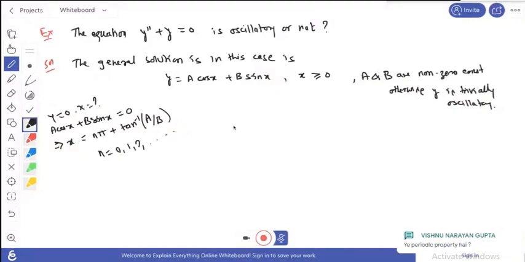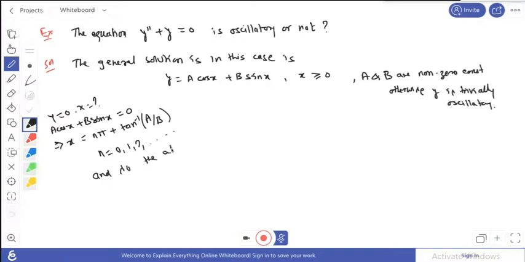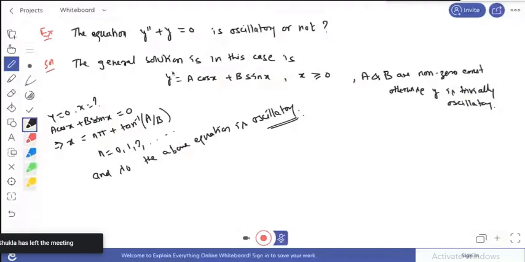So for this x, on the x axis, you will get different points where the value is 0. This means you say that the above equation is oscillatory. Simply, you have to find the zero solution, and if this x belongs to the given domain, then the solution is oscillatory in nature.